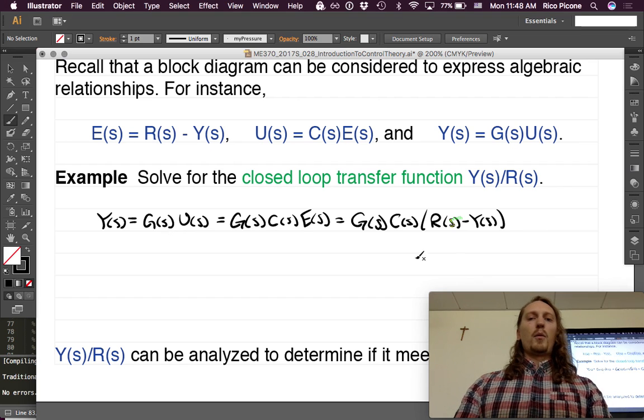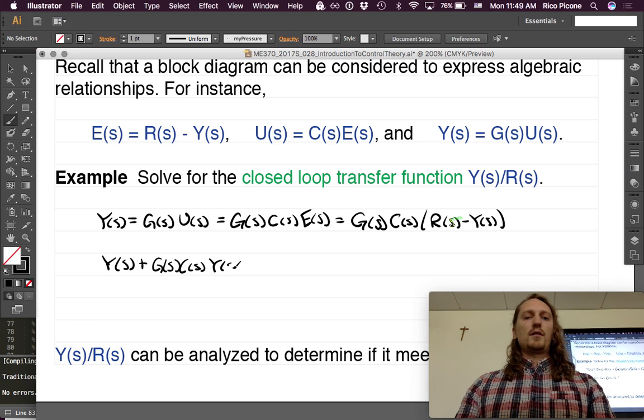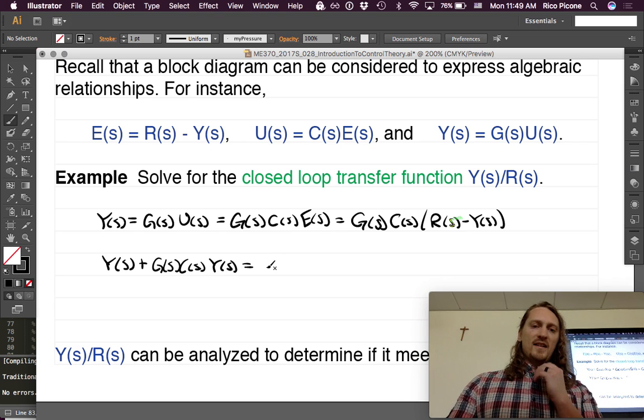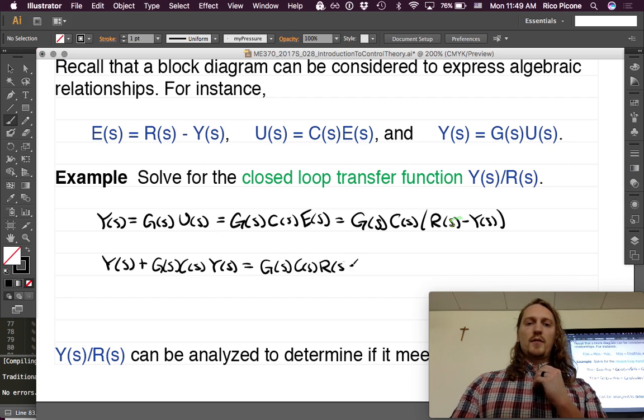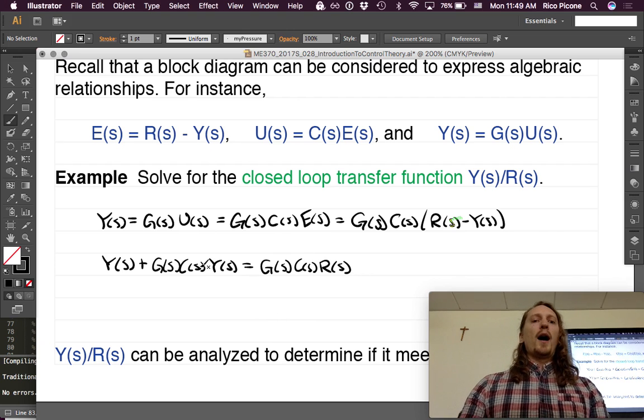So to get Y on a side by itself, we can add G C Y to both sides. So Y of s remains on the left-hand side. We have to add it to both sides because this is a negative sign. So plus G of s, C of s, Y of s equals, what's remaining on the right-hand side? G of s, C of s, and R of s. Good. So now we can factor out Y, right?